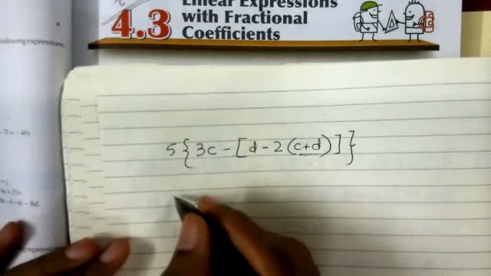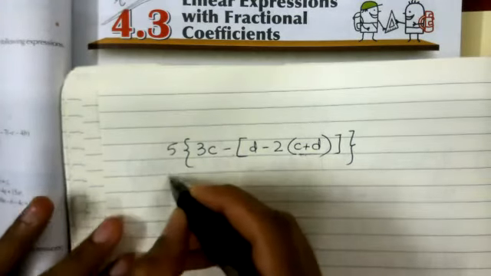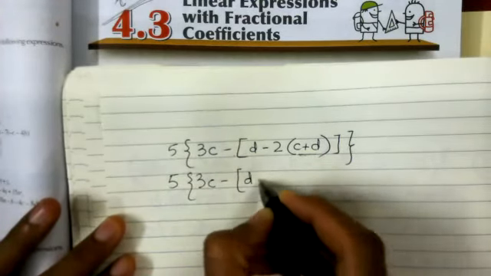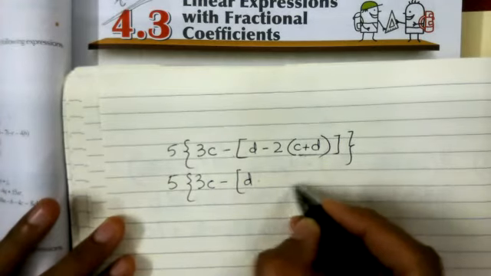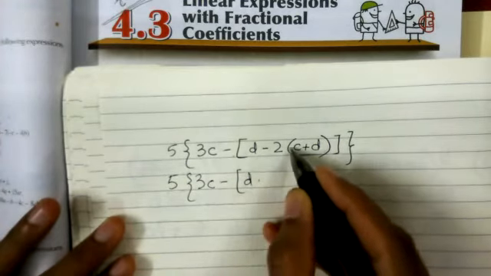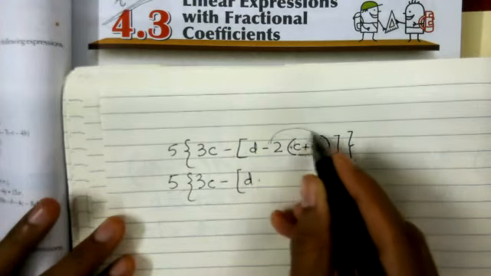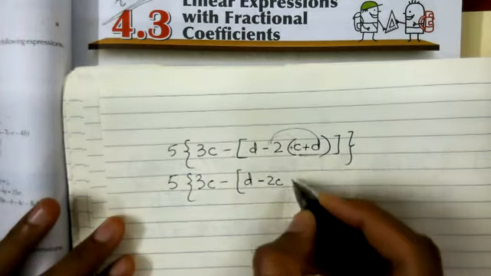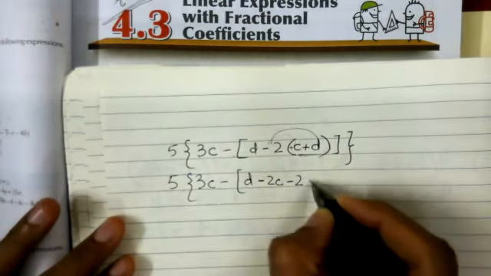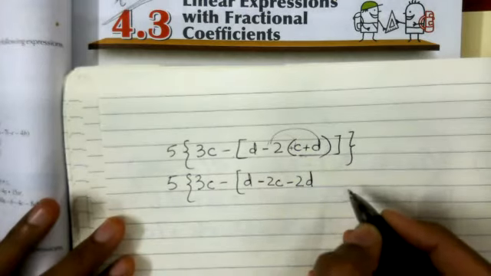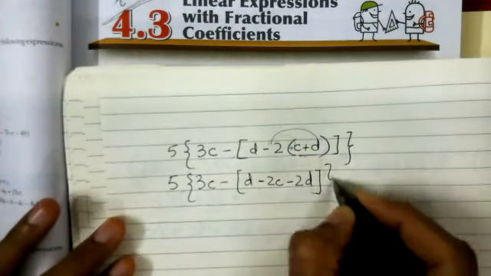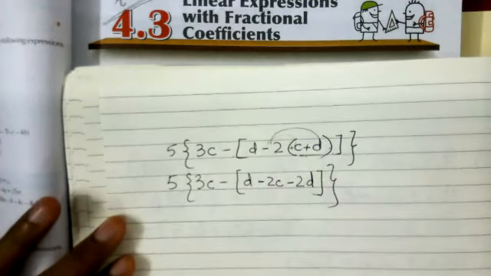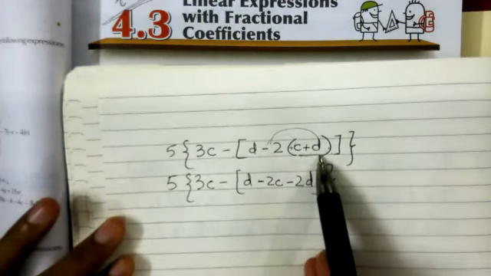First, we will do the smallest bracket. We will copy the rest of the expression as it is. And then minus 2 will be multiplied with C plus D. So 2 will get multiplied by everything inside the bracket, and we get minus 2C minus 2D. So we got rid of the smaller bracket. Minus 2 got multiplied by C and minus 2 got multiplied by D.